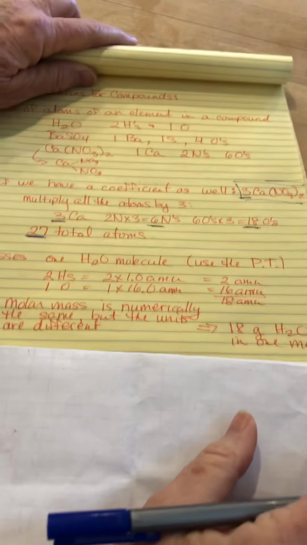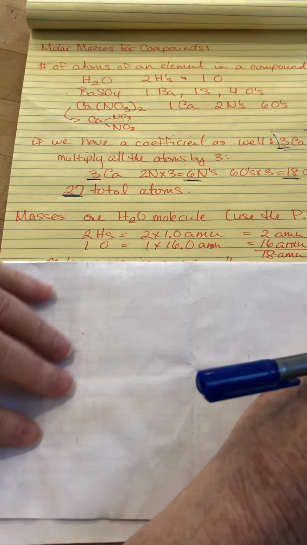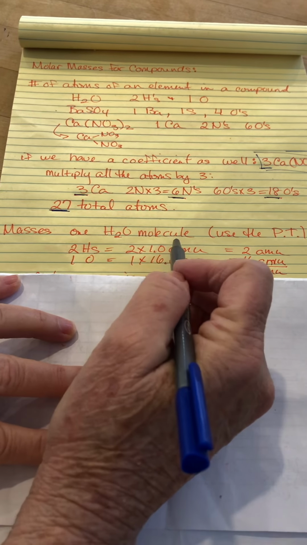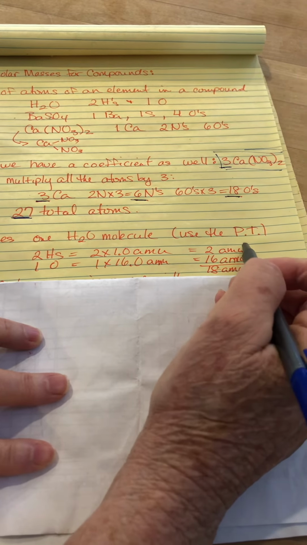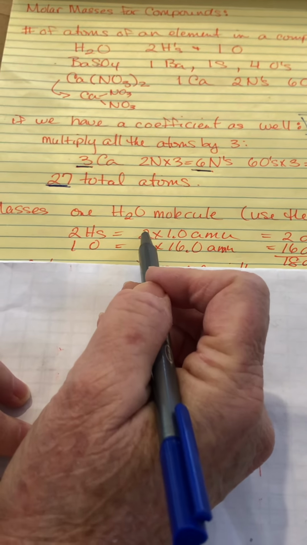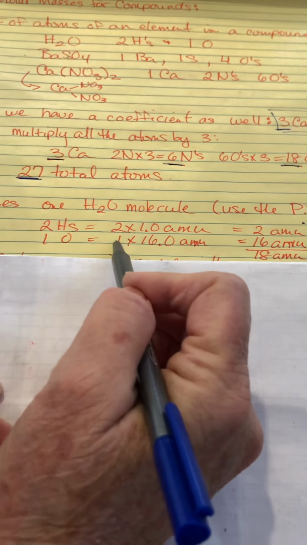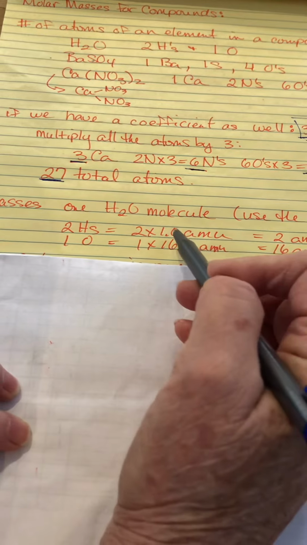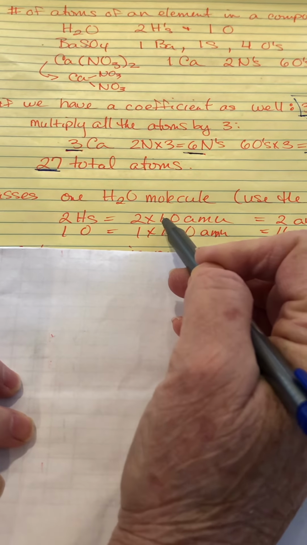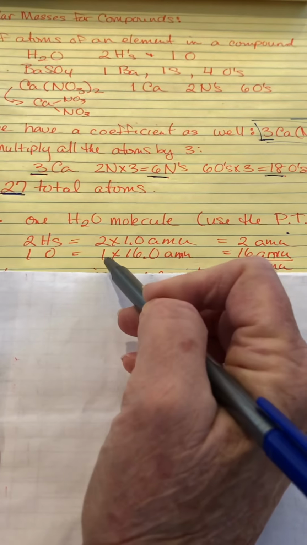Now, let's talk about masses. Molar masses and formula masses, and we're going to need to look at the periodic table for that. If you have 1 water molecule, okay, remember to use the periodic table, 1 water molecule has 2 hydrogens. 1 water molecule has 1 oxygen, so that's what the 2 and the 1 are talking about. If you look at the periodic table, the atomic mass of hydrogen is 1 atomic mass unit. So 2 times 1 AMU gives you 2 AMUs.